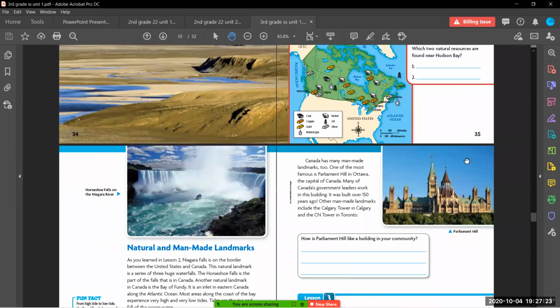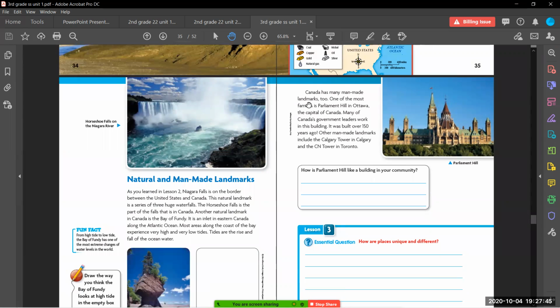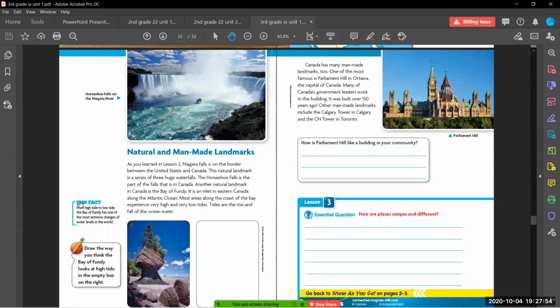Now, as we move on in this lesson, we're going to talk about the natural and the man-made landmarks. So natural landmarks are things that are already there in nature. People didn't have to build them or put anything there. They were already present. Man-made landmarks are important structures or buildings or things that people built in those areas. So the Horseshoe Falls on the Niagara River are a natural landmark that was already present. Fun fact, from high tide to low tide, the Bay of Fundy has one of the most extreme changes of water levels in the world.